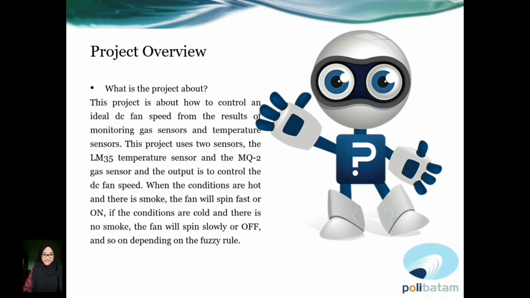This project is about how to control an ideal DC fan speed from the result of monitoring a gas sensor and temperature sensors. This project used two sensors, the LM35 temperature sensor and the MQ2 gas sensor, and the output is to control the DC fan speed. When the conditions are hot and there is smoke, the fan will spin fast or on. If the conditions are cold and there is no smoke, the fan will spin slowly or off.